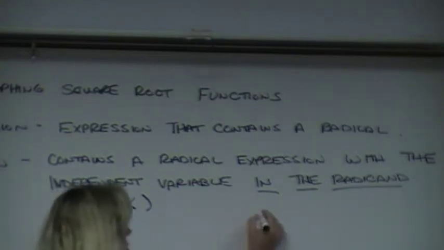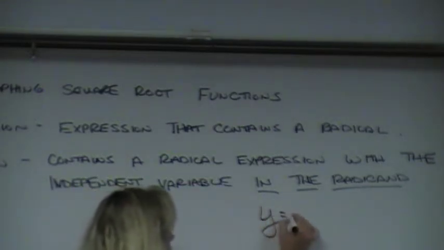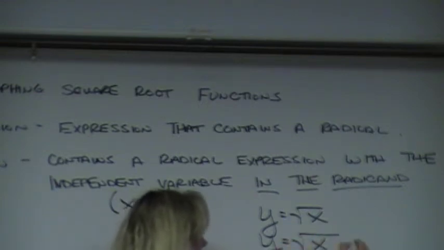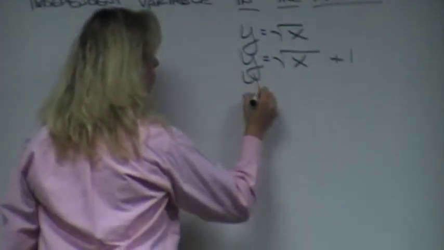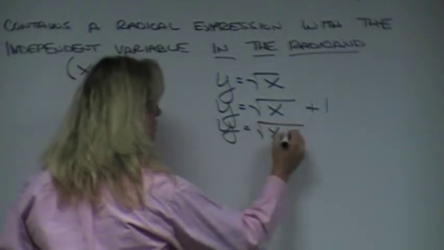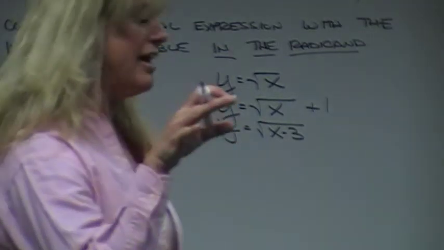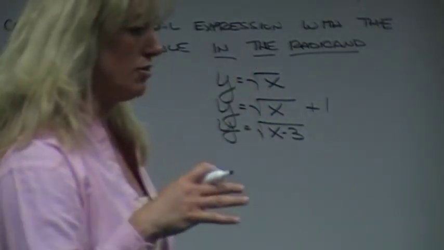So here's an example. Y equals the square root of X. Y equals the square root of X, and then outside plus 1. Or Y equals the square root of X minus 3. Those are all radical functions because where is the variable? Where is the independent variable X located? Underneath the radicand, which means in the radical or underneath the radical.